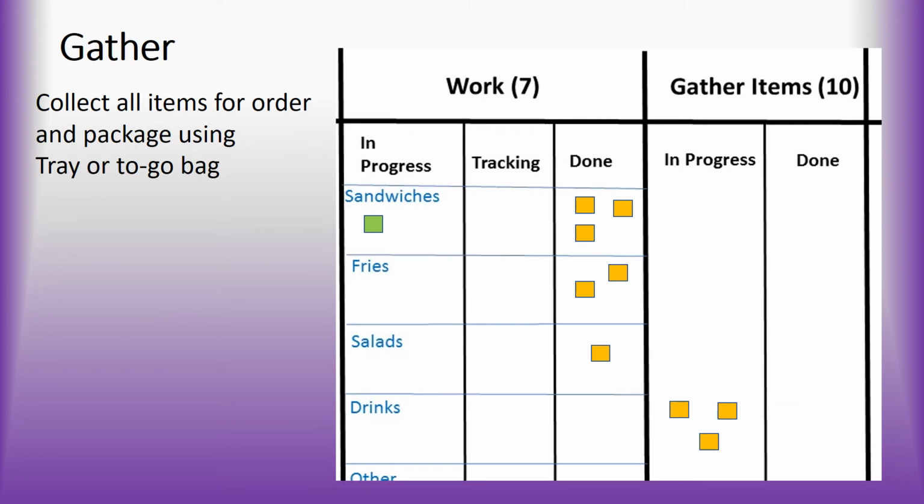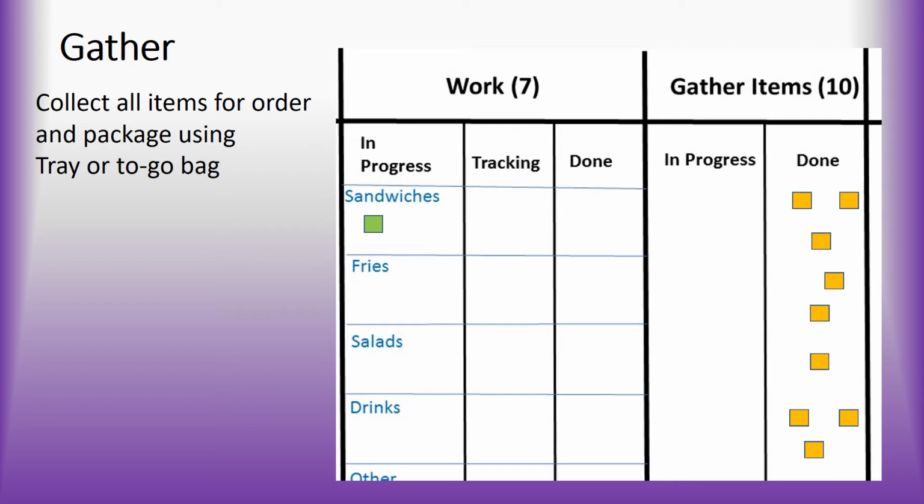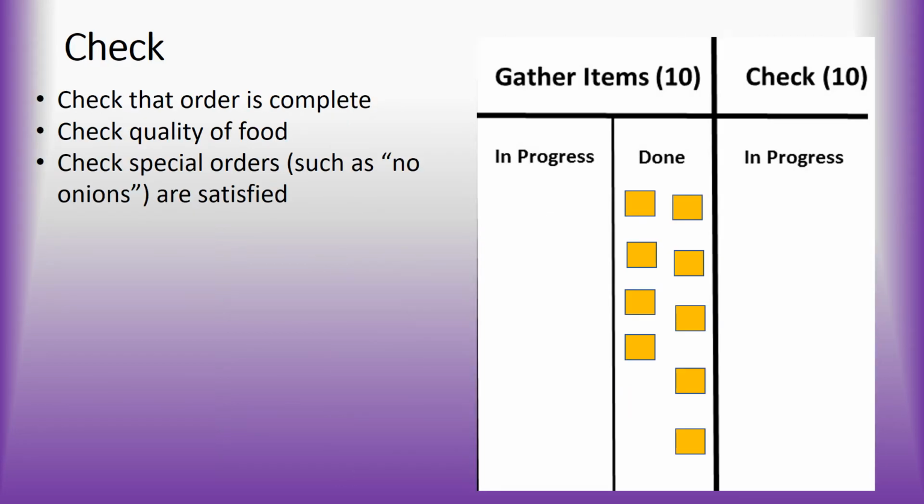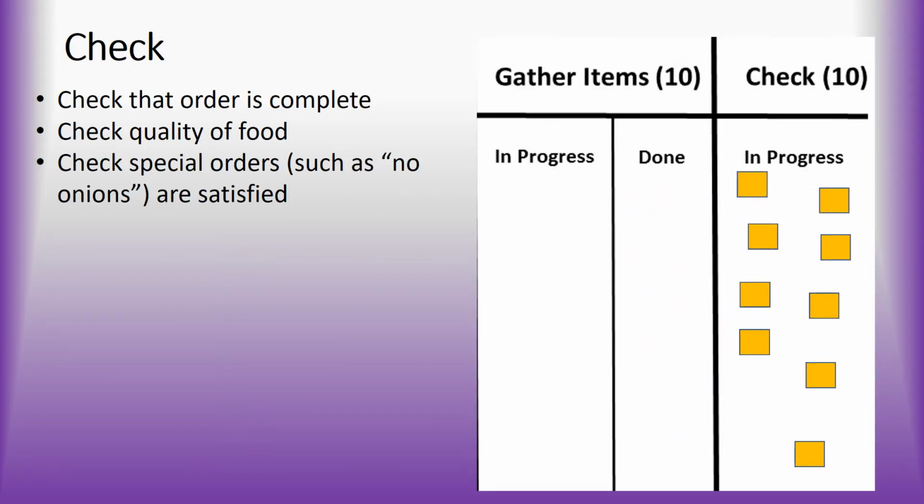Once the food for the order is done being prepared, it's gathered together and placed on a tray or put in a to-go bag. The items stay in the in progress section until all of the items in the order are gathered. Then they move as a group to the done column. Once the order is done being gathered, it moves into the check column, where it's checked for quality and completeness and given to the customer. We've followed a single order through the system.